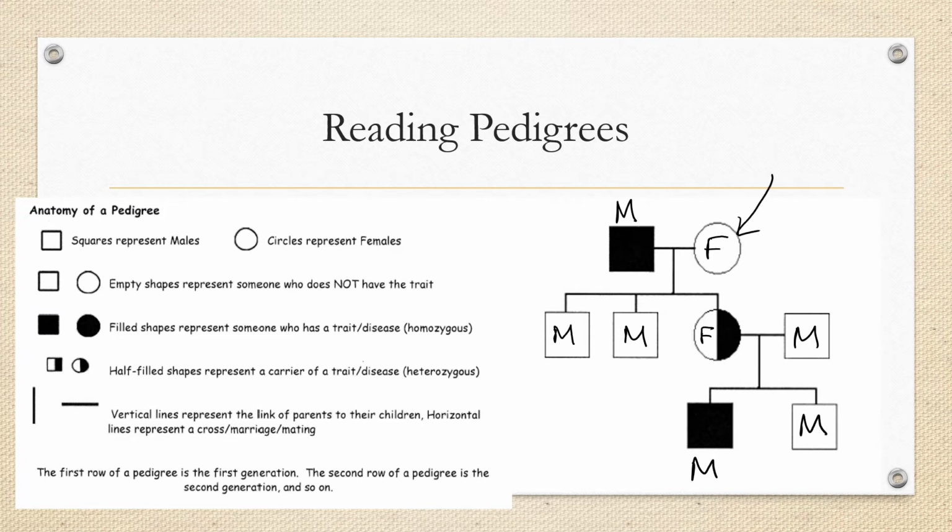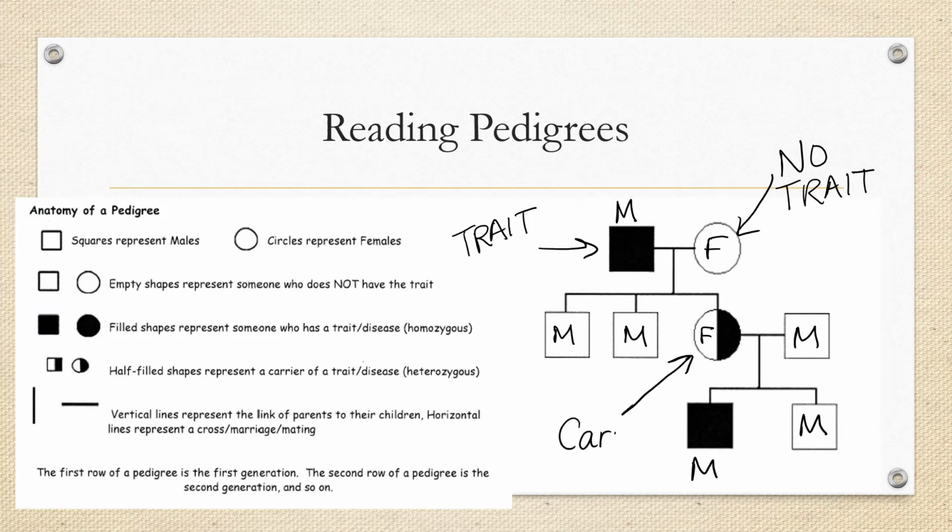Empty circles or squares represent someone who does not have the trait. Completely filled squares or circles are people who have the trait, the disorder or the disease. Half-filled shapes are the carriers. So you might be given a particular pedigree and you'll have to tell me, is this autosomal recessive or autosomal dominant based on how it's passed?